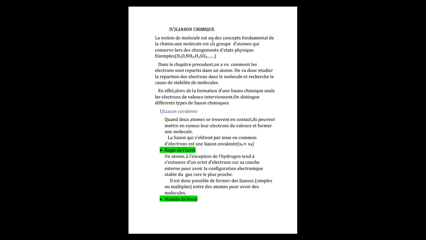And une molécule est un groupe d'atomes qui conservent lors des changements d'état physique. So we see that a molecule is a group of atoms which is preserved during the change of the physical state. When I say physical state, mainly I talk about the mass, or it changes from water to a solid form. Those are physical states.